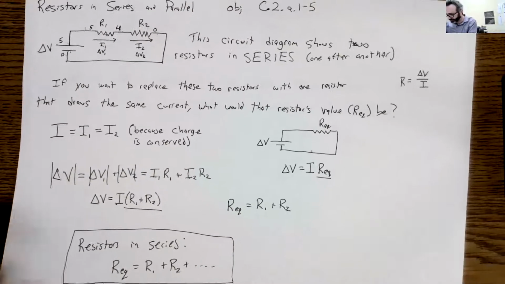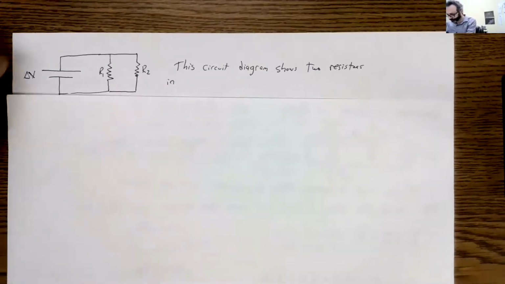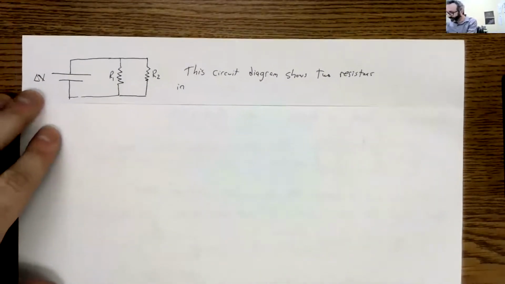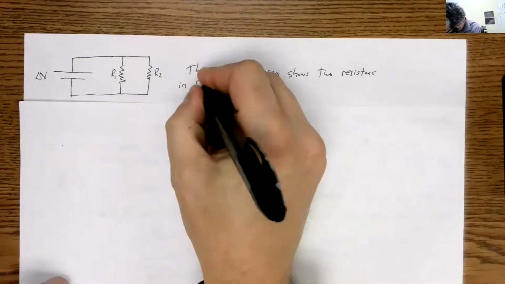So let's look at parallel. All right. So this circuit diagram, now the two resistors are in parallel.